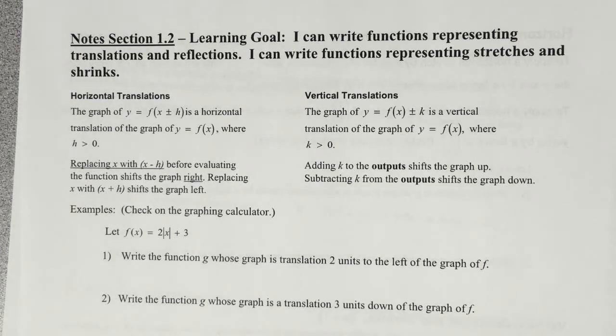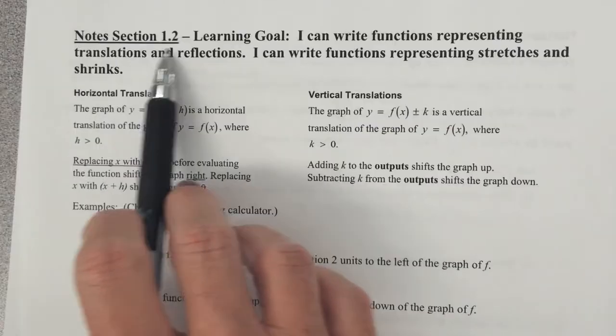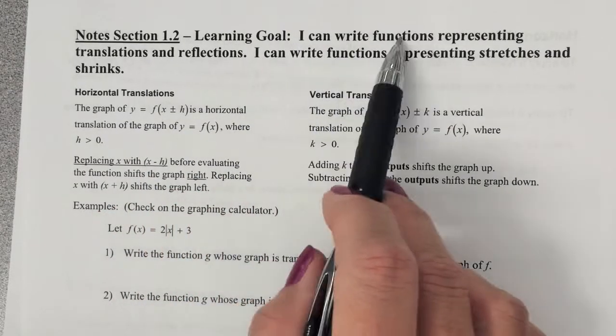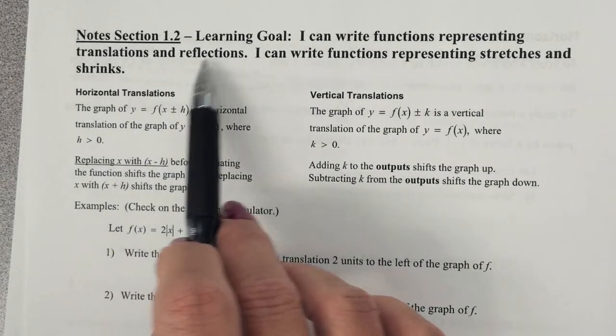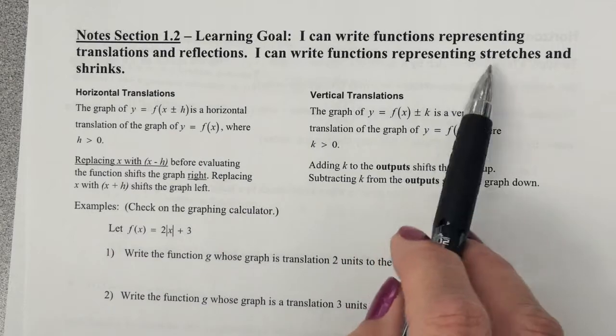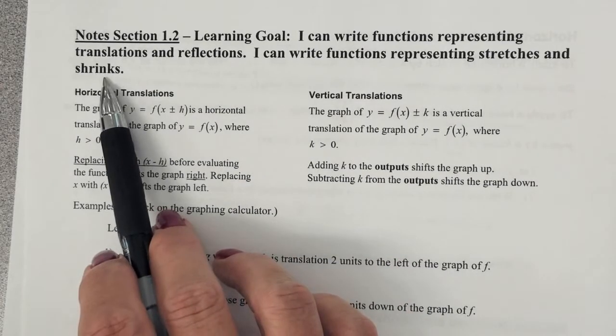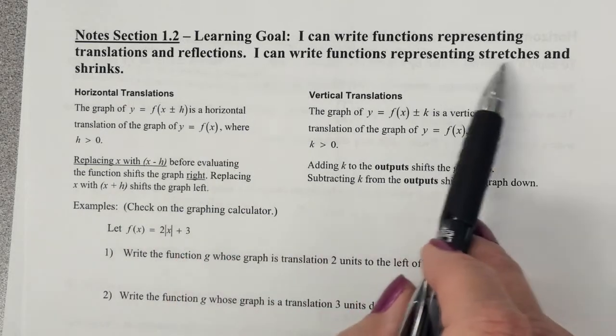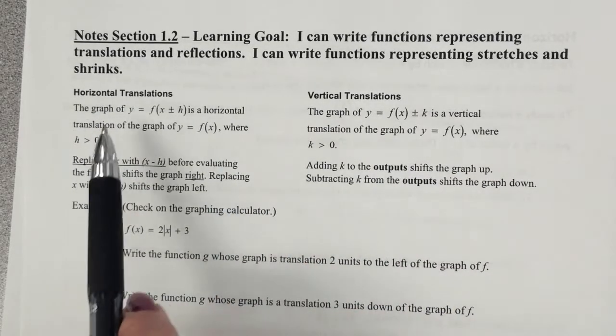All right, guys, so today we're working on section 1.2. Your learning goal is that you should be able to write functions representing translations and reflections. You also want to be able to write functions representing stretches and shrinks. So these are the four concepts: translations, reflections, stretches, shrinks.